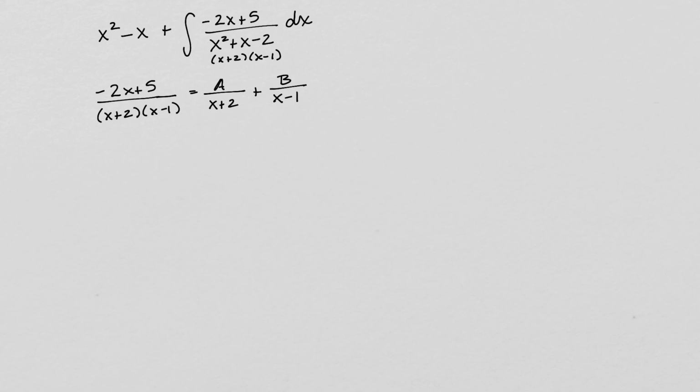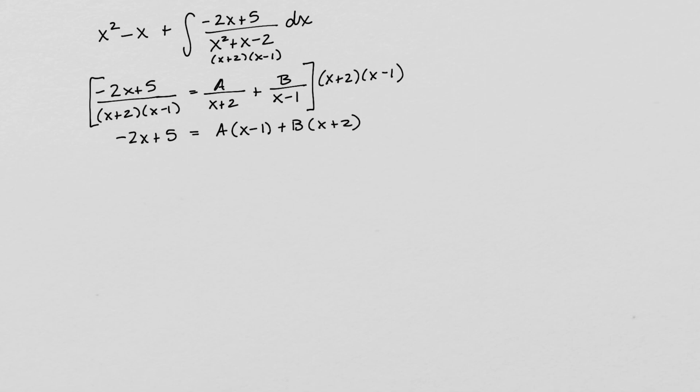Okay, so I want to do like we did before. We want to clear the denominators. So x plus 2 times x minus 1. So we have minus 2x plus 5 equals a times x minus 1 plus b times x plus 2.